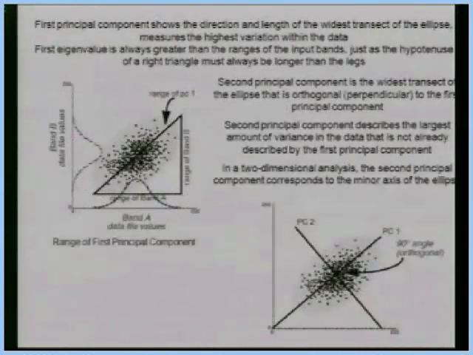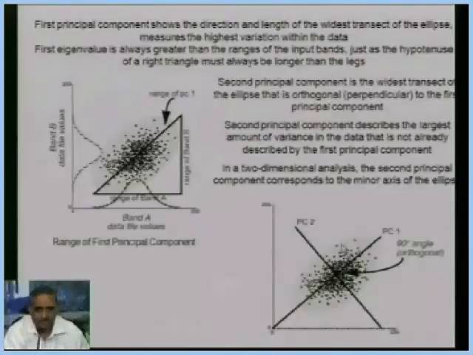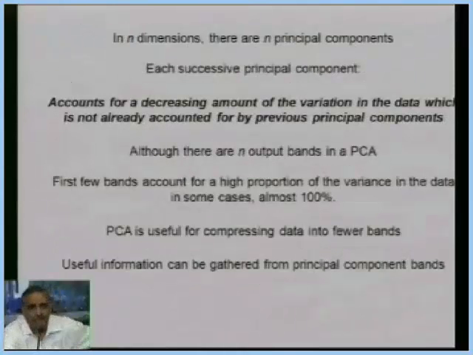The first principal component shows the direction and length of the widest transect of the ellipse, as you can see in this slide on the left side, and the second principal component will be orthogonal to that, and the third principal component will be orthogonal to both. If you have n-dimensional data, then there will be n principal components, and each successive principal component accounts for a decreasing amount of variation in the data which is not already accounted for by the previous principal components.